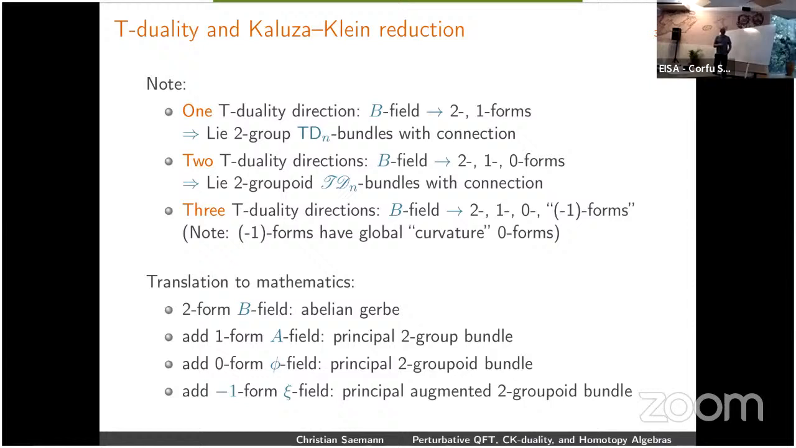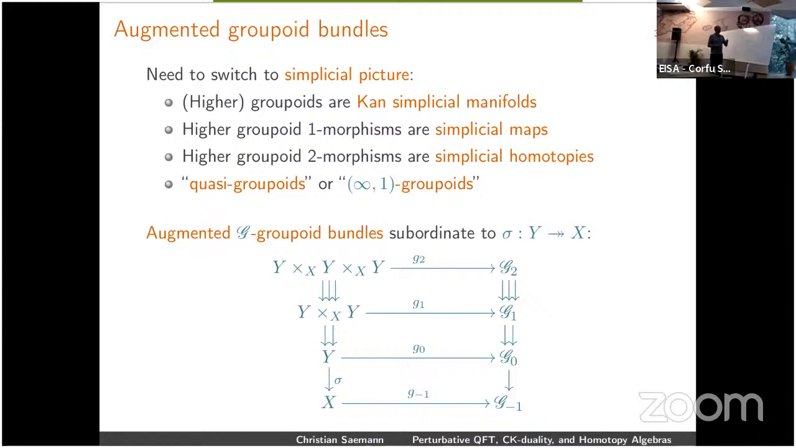And if you translate this to mathematics, then the minus one field gives you a principal augmented 2-groupoid bundle. And let me show you what this looks like. Well, you essentially go to a simplicial description of higher categories because things become much easier. So every category can be regarded also as a simplicial set, in particular a Kan simplicial set. And higher groupoids are then Kan simplicial manifolds. Higher Lie groupoids are Kan simplicial manifolds.